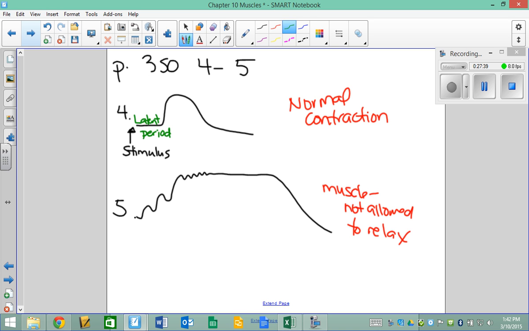Following that latent period, where your muscle got the signal and is now contracting, we have contraction and relaxation periods. So normally, your muscle will get a signal, there'll be a little space of time, it'll contract, and then it will relax. Now for this to be a true graph, we have to have an x and a y axis. On the x-axis would be time, and on the y-axis would be force, so the force of your muscle contracting.